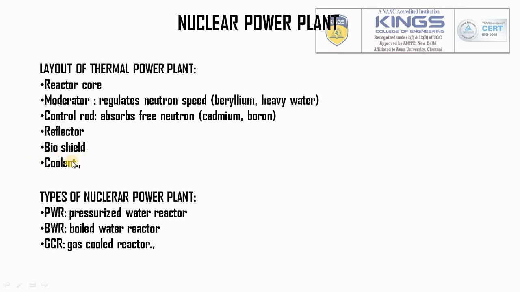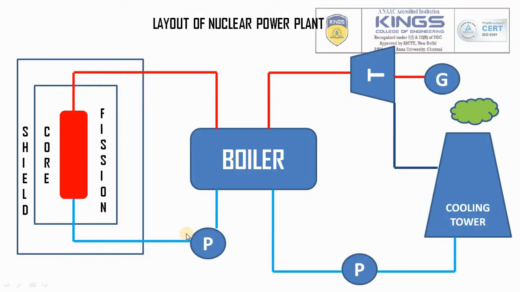So that is why we need to use coolant. Types of nuclear power plant are namely PWR, pressurized water reactor; BWR, boiling water reactor; and GCR, gas cooled reactor, but all working in the same environment with a few changes. So the general layout of the power plant will be discussed here.